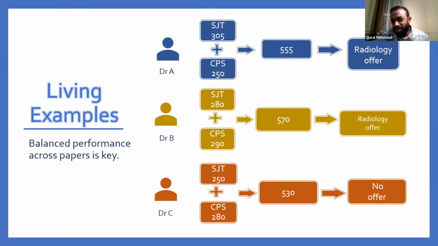So let's give some hypothetical examples. Dr. A scored 305 in clinical and 215 in SJT, which is the classical scenario. So the total score would be 555. You will most likely get a radiology offer, because the radiology cut score last year was 545, and the year before was 555, something like that. So classically, you need to excel in the clinical part, scoring 300 plus, and be at the average in the SJT. You will get radiology. You'll be shortlisted to the interview, at least.